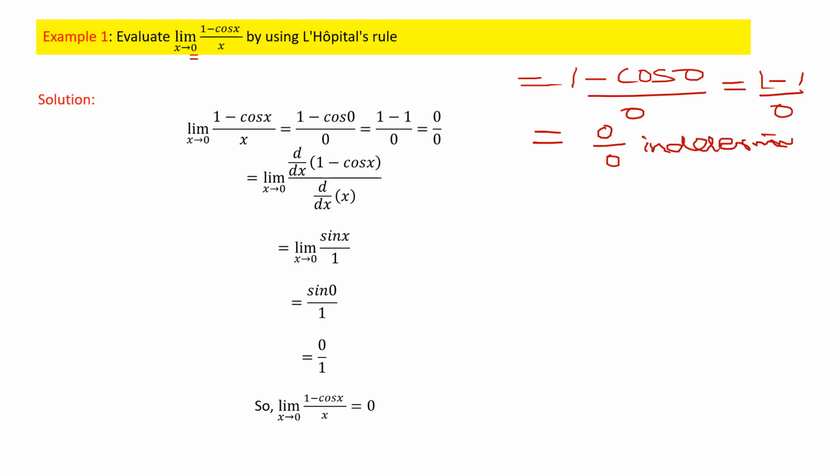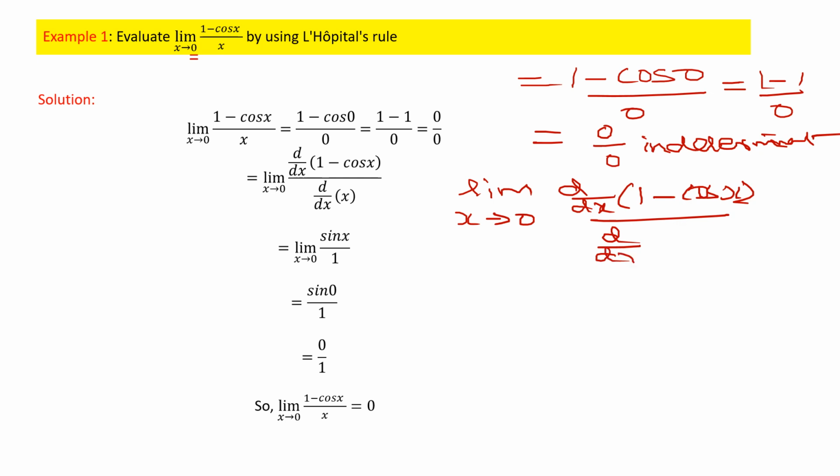To evaluate this form, I have to apply the rule called L'Hopital's rule. As per the rule, we have to differentiate the numerator one time, that is d by dx of the numerator, and differentiate the denominator one time with respect to x, that is d by dx of x. So this will give the limit as x approaches 0; the derivative of 1 is 0, the derivative of cosine is minus sine, and there is already a minus sign, so we have sine x. In the denominator, if I differentiate x, that gives 1.